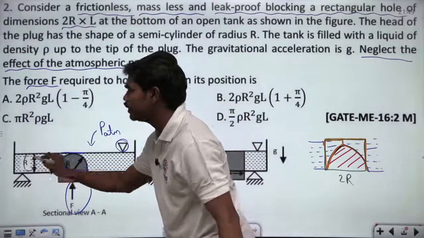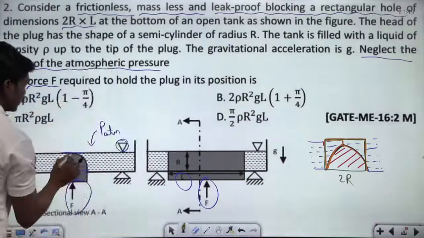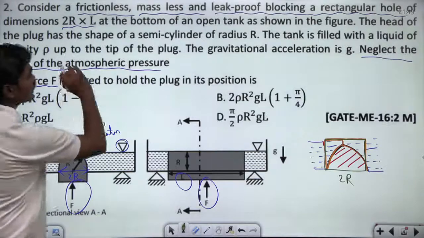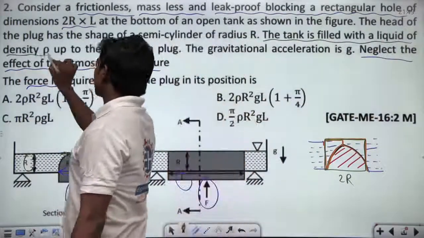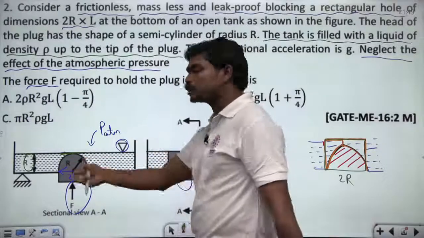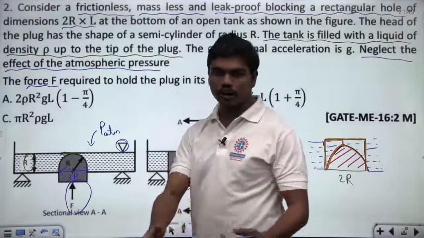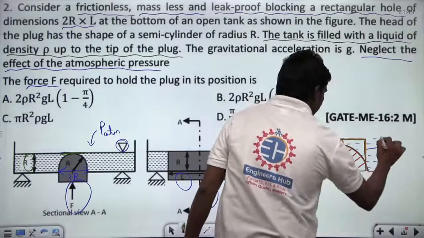It's clearly given. This fluid is to a height of r, and it's also mentioned in the question that the fluid is filled such that the free surface just touches the tip of the plug. You can see clearly the tank is filled with a liquid of density rho up to the tip of the plug. So if the plug is of semi-cylindrical shape and of radius r, definitely the height of the fluid column will also be r. Correct?